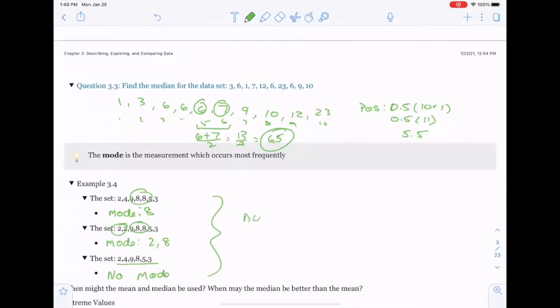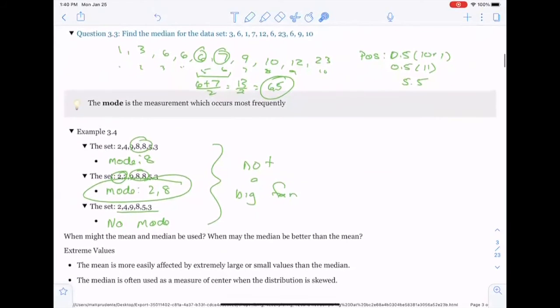I'm not a big fan of this. I really don't like to talk about metrics that may not exist, or that may have multiple values. It doesn't make sense to have multiple medians or multiple standard deviations or multiple averages. So I'm really not a big fan of having multiple modes, and we really don't talk about them too much. We might actually use the median and the mean together.